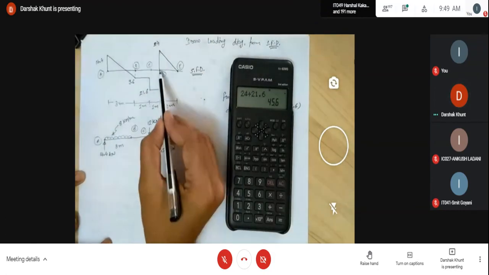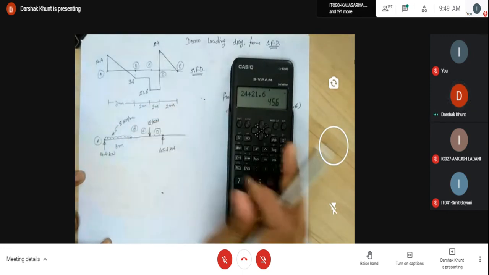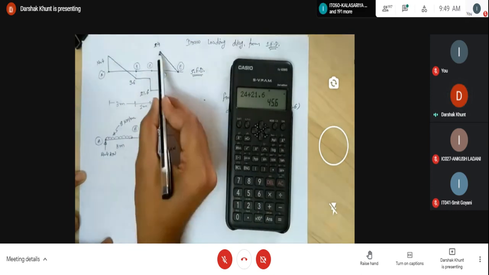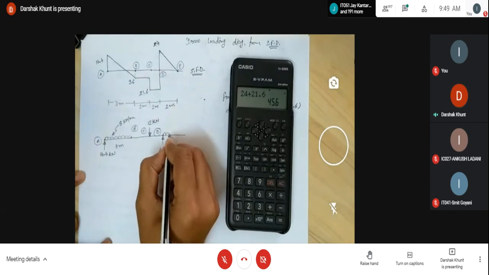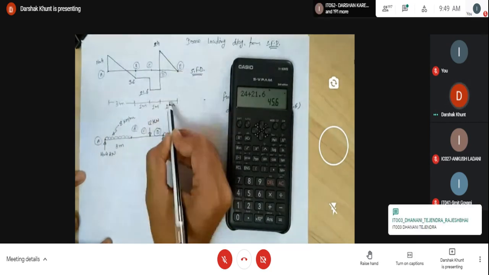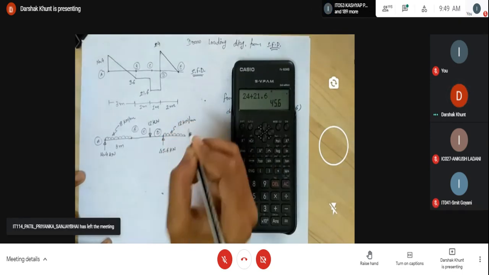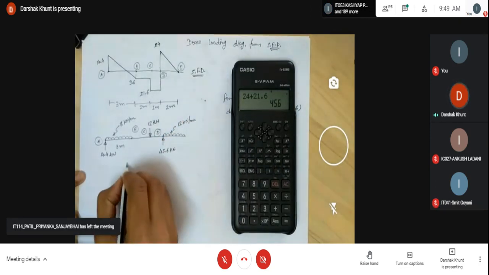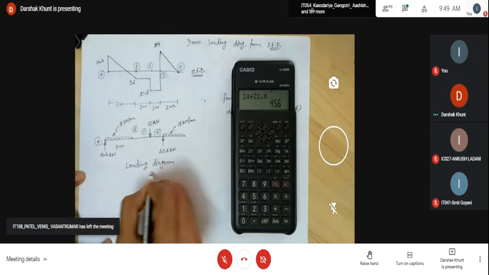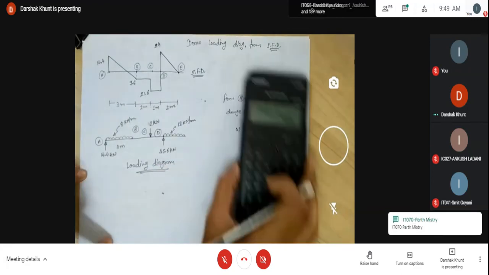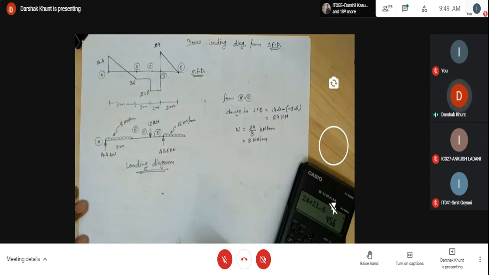And then between D and E, again the change in the diagram is 24 and total span is 2 meters. So this 24 kilonewton changes you have to distribute in 2 meter span. Means here the loading is UDL, and 24 by 2 that is 12. 12 kilonewton per meter. This is the loading diagram. Okay. And these two reactions represent support.